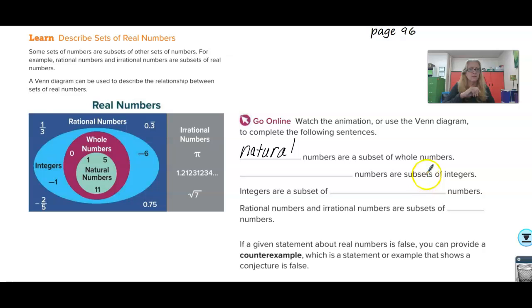Blank numbers are subsets of integers. What's a smaller group of numbers inside integers? Well, that would be your whole numbers. Whole numbers are subsets of integers. And actually, you could say whole and natural. They're both subsets. Integers are contained within the realm of rational numbers.